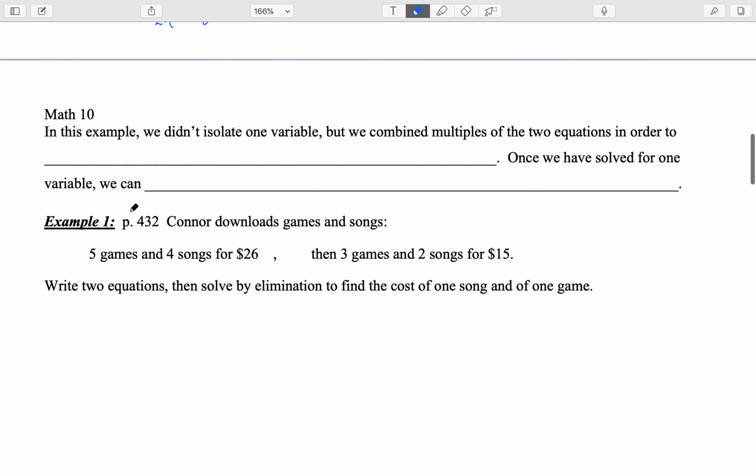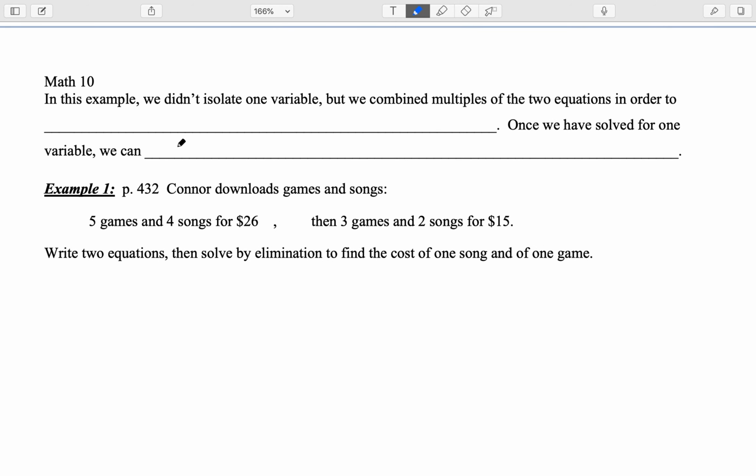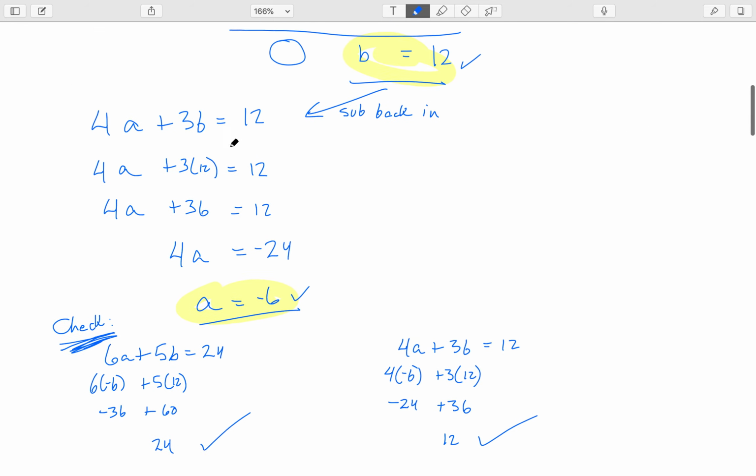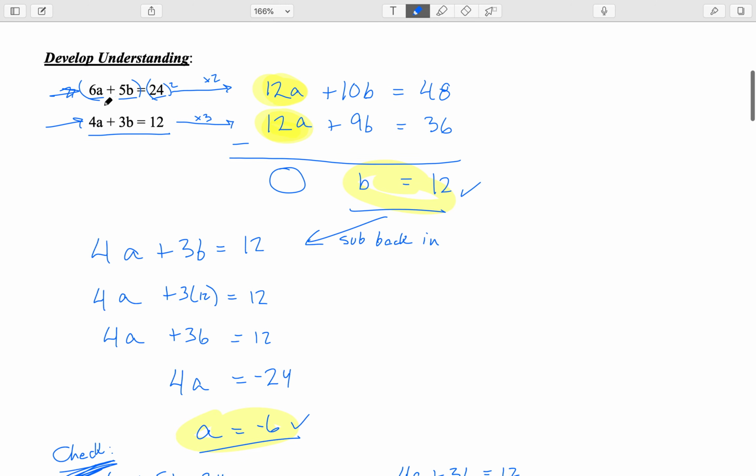Okay. So in this example, we didn't isolate one variable, but what we did is we combined multiples of the two equations in order to eliminate one of the variables. You can choose to get rid of the a's, or you can choose to get rid of the b's. We got rid of the a's just because I saw 6 and 4. Hey, they have a lowest common multiple, an LCM of 12. I can make them both 12, then they'll cancel out.